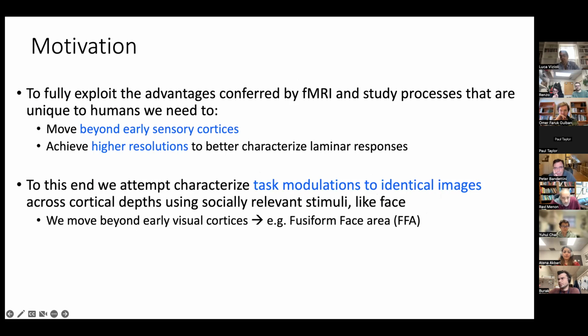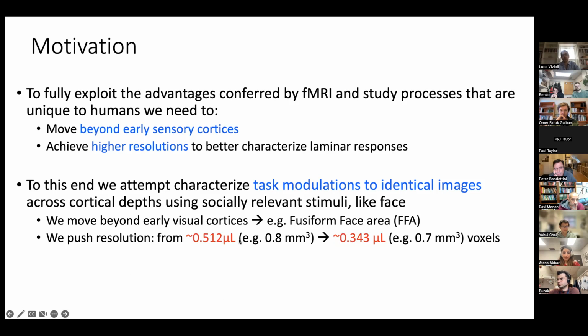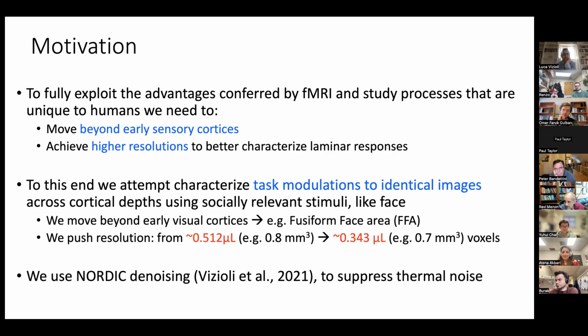So we're still looking at V1, but we expand our field of view to include higher level areas, for example, the fusiform face area, which is located in the ventral temporal lobe as the face preferential area. And we also push our resolution from 0.8 isotropic millimeter voxels to 0.7, which doesn't sound like a lot. But if we think in voxel volume, this represents over a 33% decrease in voxel volume. And we know that voxel volume is ultimately what determines our SNR. So it is quite a significant increase, and certainly a step towards the higher resolution that we want to acquire.